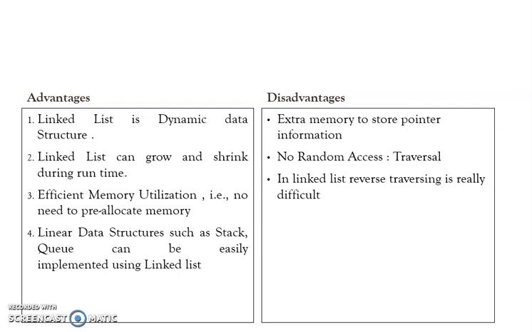So we can't have the address of the immediate previous node. Because of that, reverse traversal is again difficult. Now moving on, we can see a simple example of a singly linked list, as we mentioned.